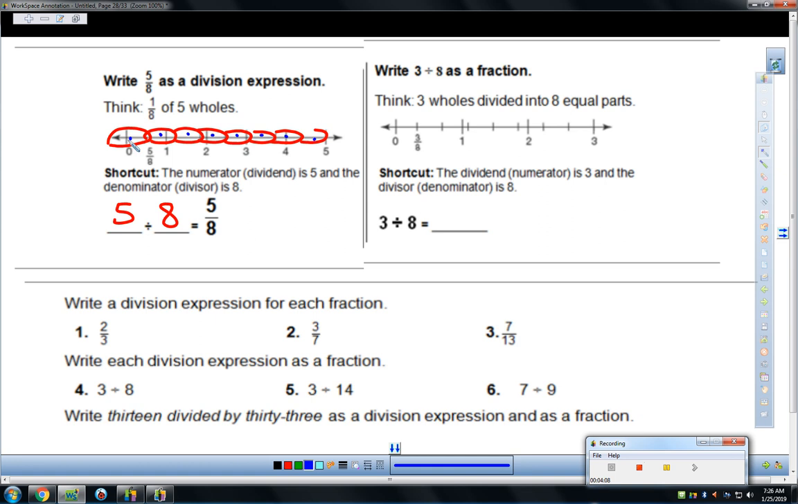Same thing here. I'm making 3/8, so that is 3 divided by 8. So here's 1 group, 2 groups, 3 groups, 4 groups, 5 groups, 6 groups, 7 groups, 8 groups. 3 divided by 8 would be 3/8.